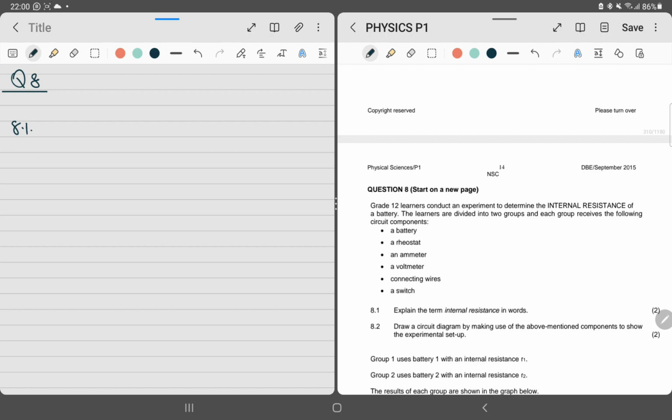8.1. Explain the term internal resistance in words. So this is the resistance that opposes the flow of charge within the battery.